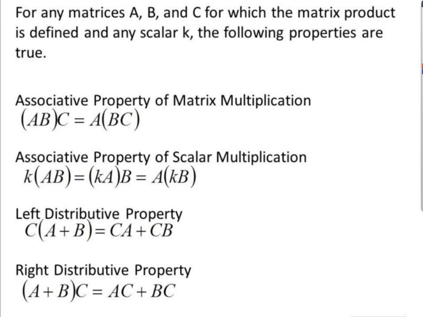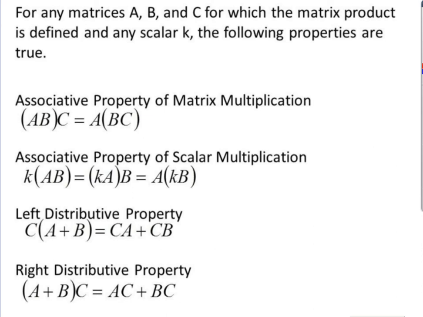For any matrices A, B, and C, for which the matrix product is defined, and any scalar k, the following properties are true. We do have the associative property of multiplication of matrices. So that means if I have matrix A times matrix B times matrix C, you can actually switch and multiply B and C together first and then multiply A.